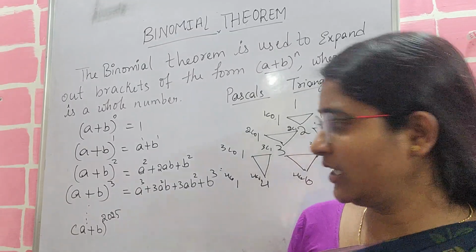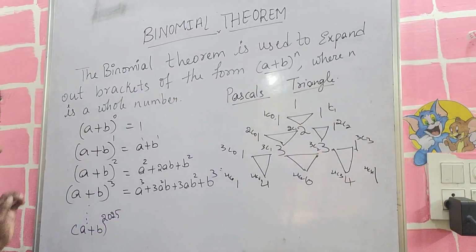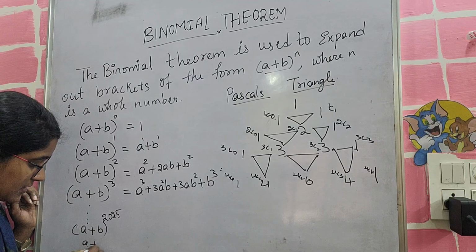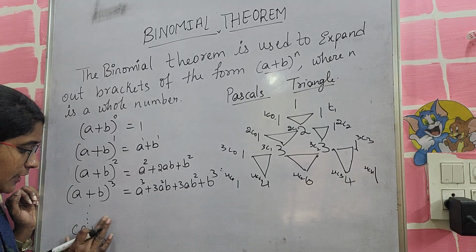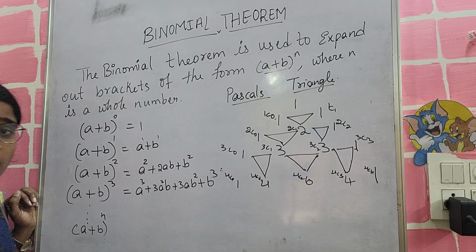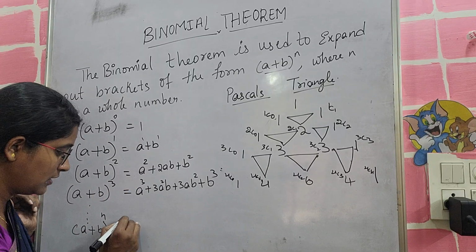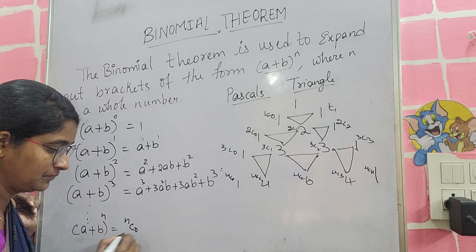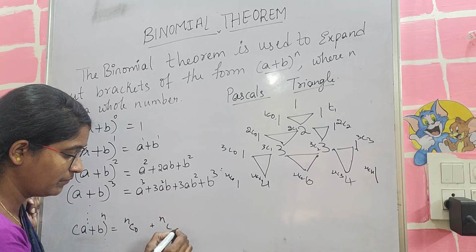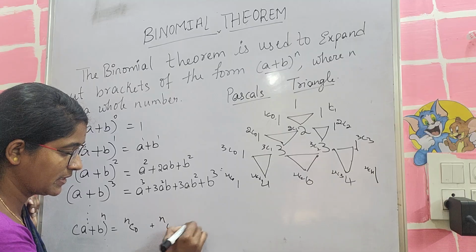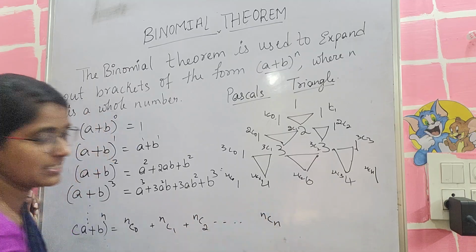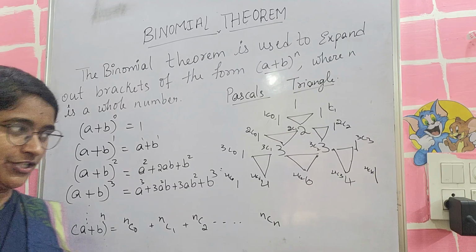So if you know, the nth power can also be written in a similar way, (a + b) to the power n. Suppose this is n, then how can I write the pattern of the coefficients here? First of all nc0, then nc1, then nc2, and so on. Finally ncn. These are your binomial coefficients.